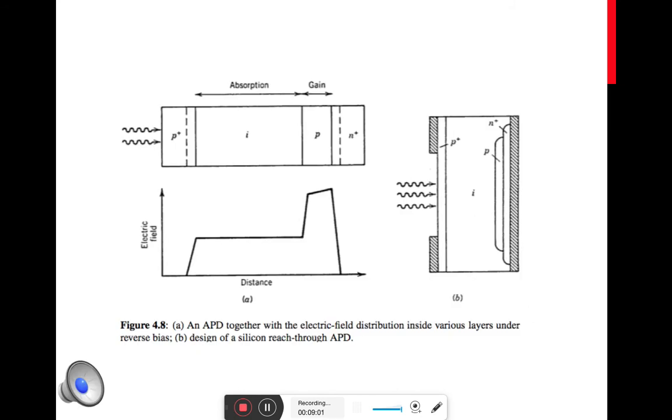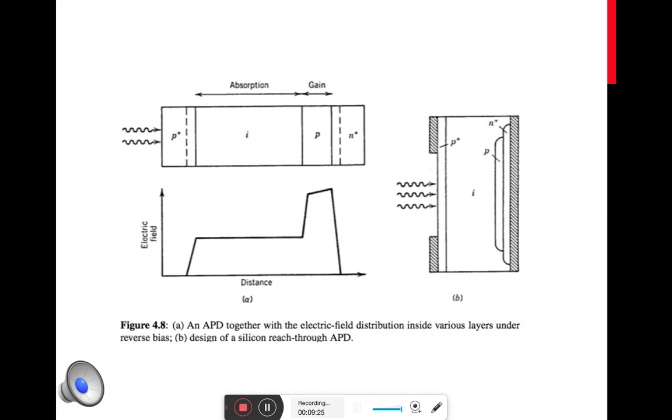As you can see from the figure, in the structure of an APD, there is a P layer, an N layer, a P plus and N plus layer, and an intrinsic layer. These layers are similar to those of the PIN photodiode. The only additional layer is a P layer. Here the light is incident on the intrinsic layer, just the same as in the PIN photodiode.